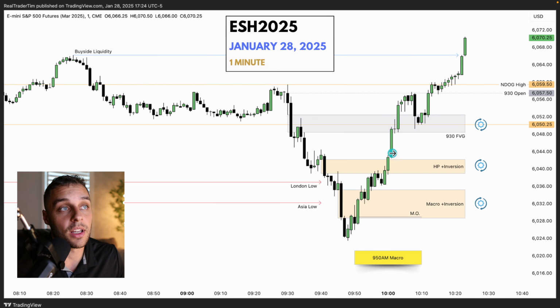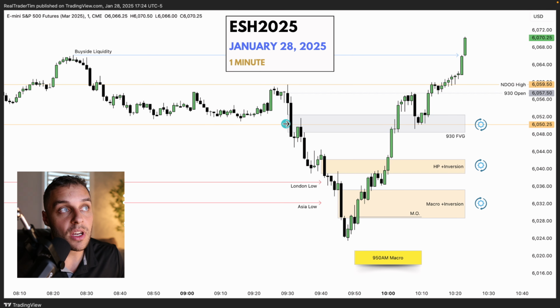This SIBI here, not marked out, but we see that close above. And then this 930 fair value gap gets closed above as well. A little additional signature here: when we have the 930 fair value gap coupled with the new day opening gap low, this orange line as well, that becomes an extremely significant area in price.